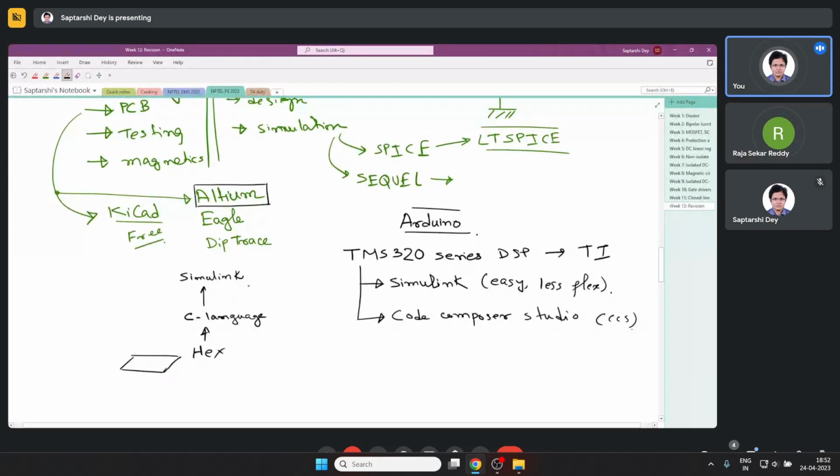Okay, easiest, anyone can do. But one problem that I faced in Simulink is I was not able to get the proper frequency that I required from the controller board. Not only that, I was not able to get dual core coding of the controller board. With the C language you can do.